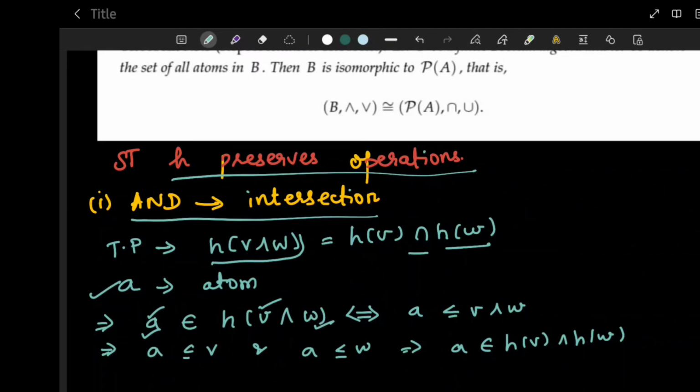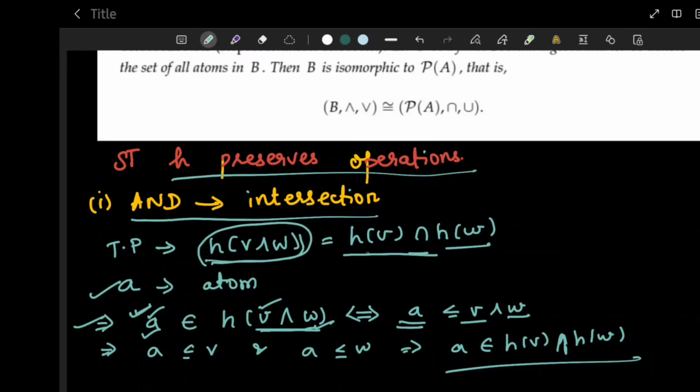Before that, we are about to know that from this equation, A is less than or equal to V intersection or V join W. A is less than or equal to V join W. That means A is less than or equal to V and A is less than or equal to W. This means A belongs to H of V intersection H of W. Therefore, we showed that we are taking an atom from this set and we showed that atom belongs to this set. So, this is proved.